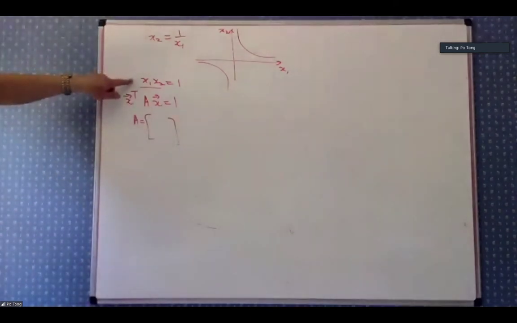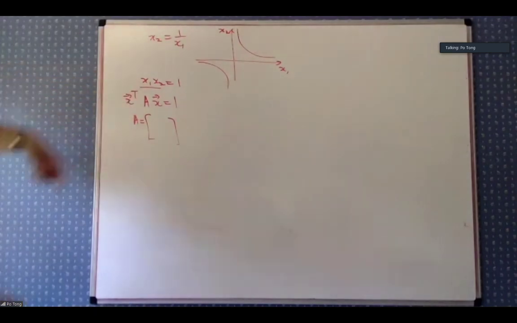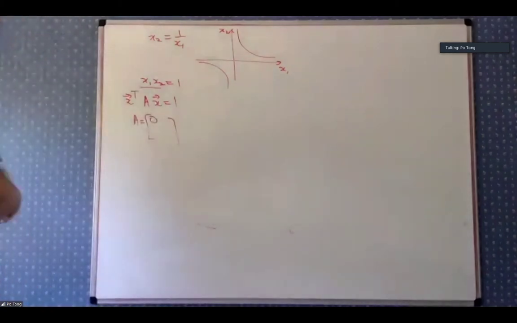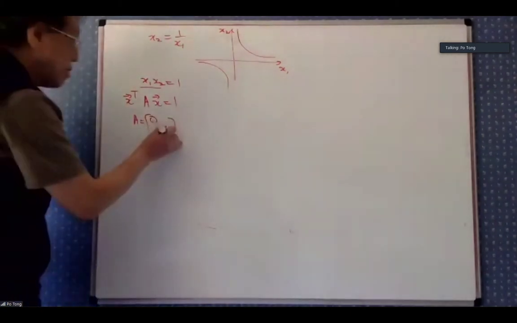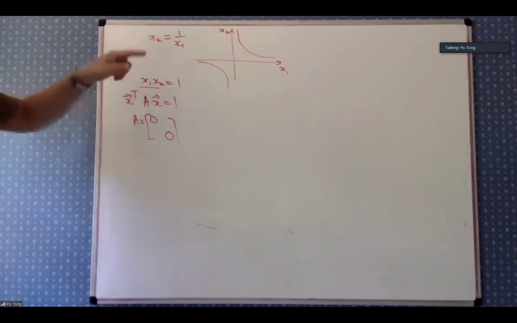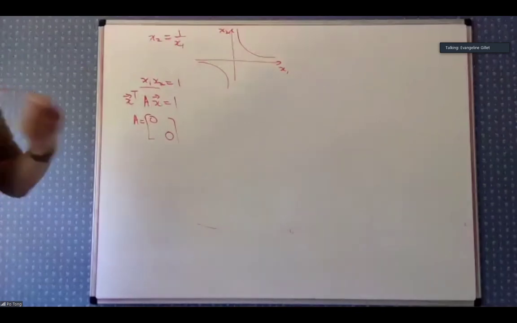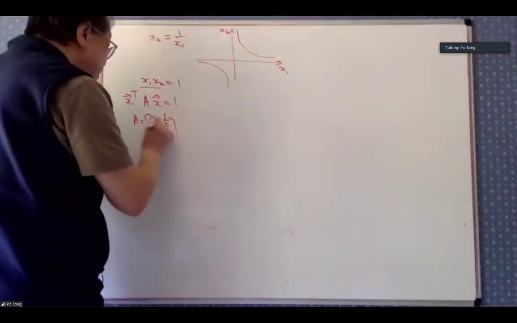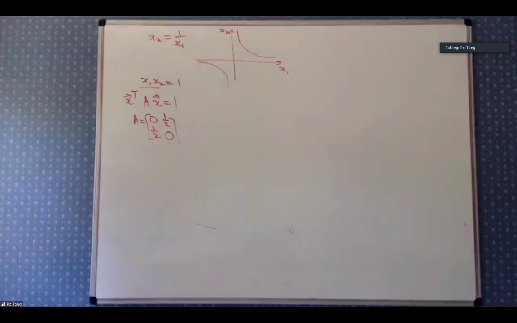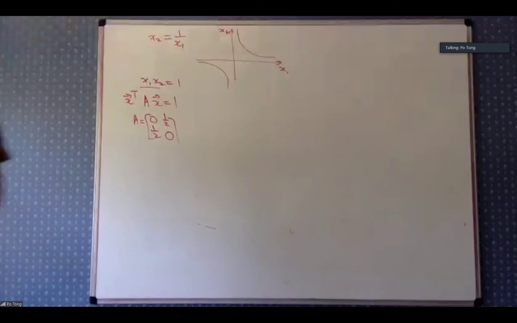Is there an x1 squared term? No, so it's 0. Is there an x2 squared term? No, so it's 0. The cross term coefficient is 1. So what should I put in here? 1/2, 1/2. Now we're going to do the whole thing this time. We're going to get the matrix P and the eigenvalues and eigenvectors and everything.